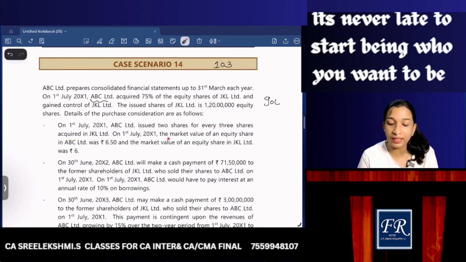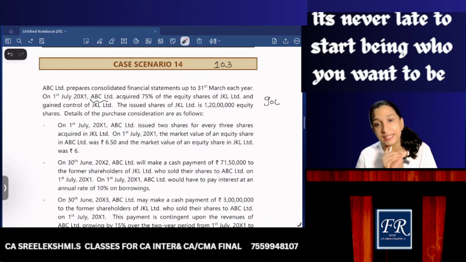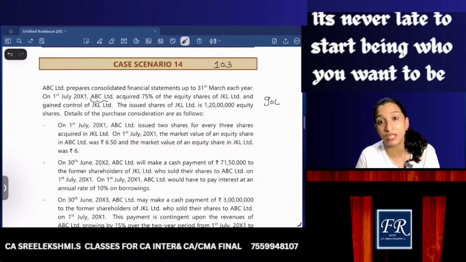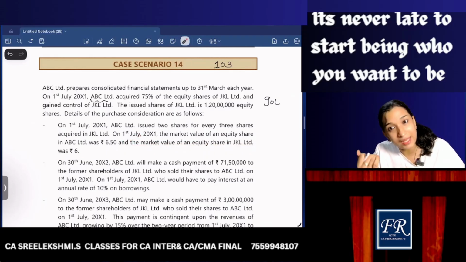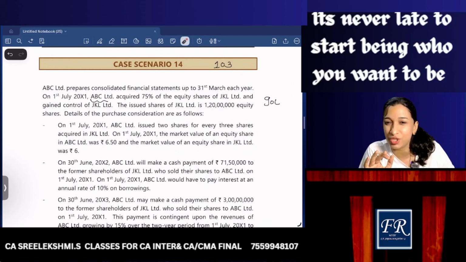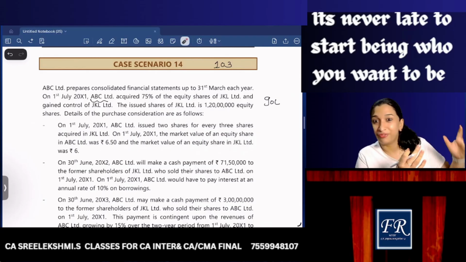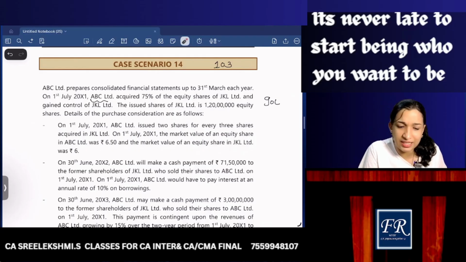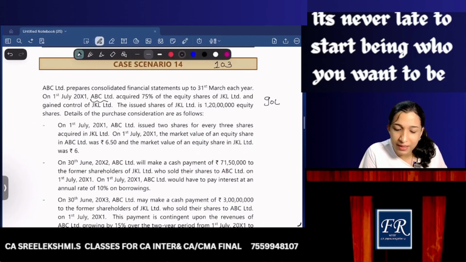And on 1st July, the market value of equity shares of ABC is 6.5 and market value of equity shares of JKL is 6. Why do I need the market value of equity shares of JKL? Acquiree's fair value on the date of acquisition is needed either to measure NCI or if there is step acquisition for previously held interest to measure the previously held interest. Anyway, let's find out.